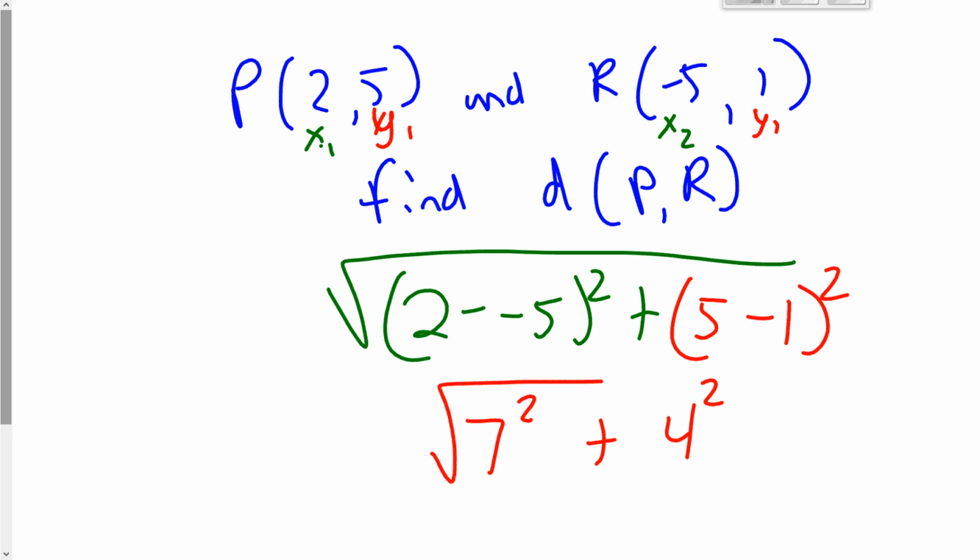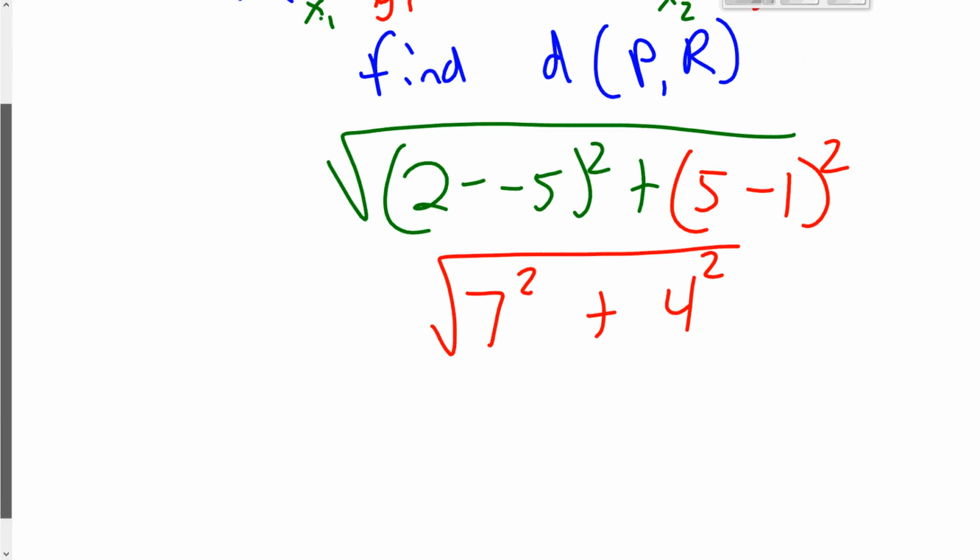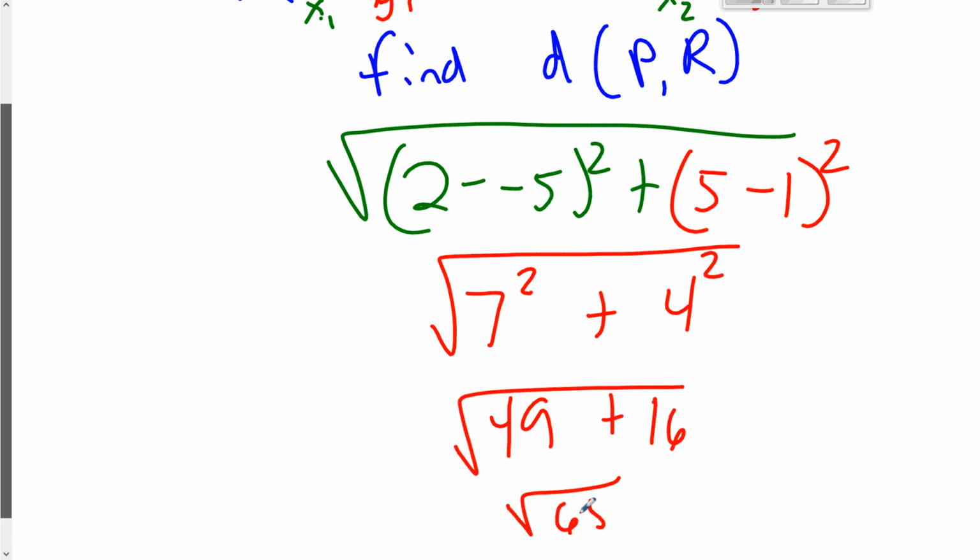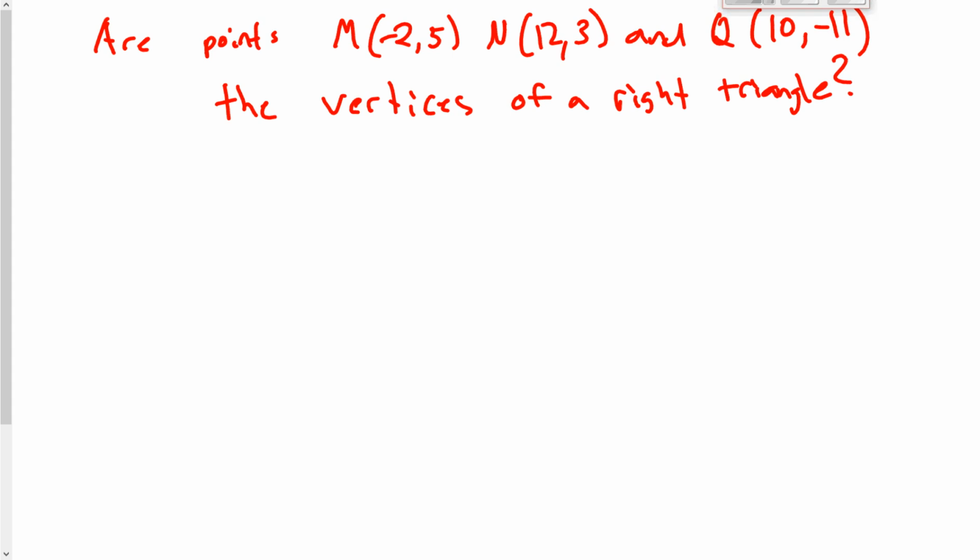I'm going to square root that after we add them together. So 49 plus 16, so we get square root 65, and again, that's not going to break down. So the distance is square root 65. So this one you might have to think about a little bit.